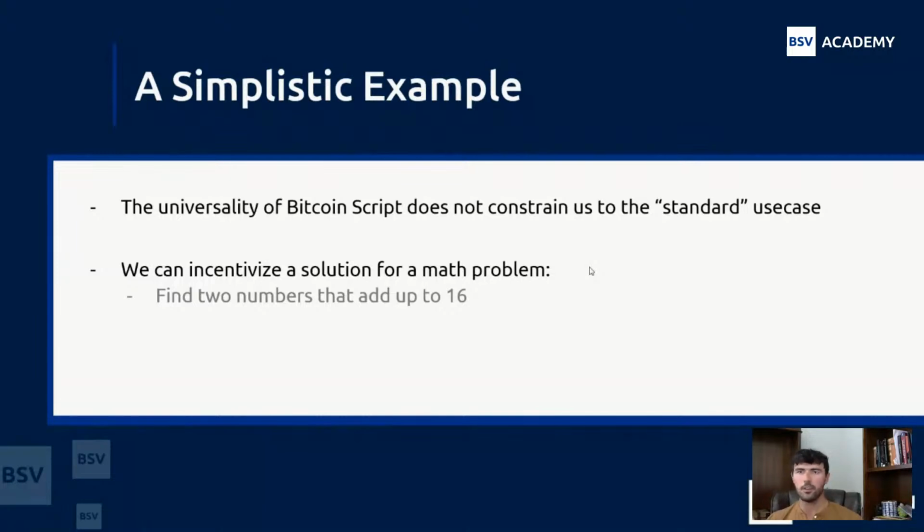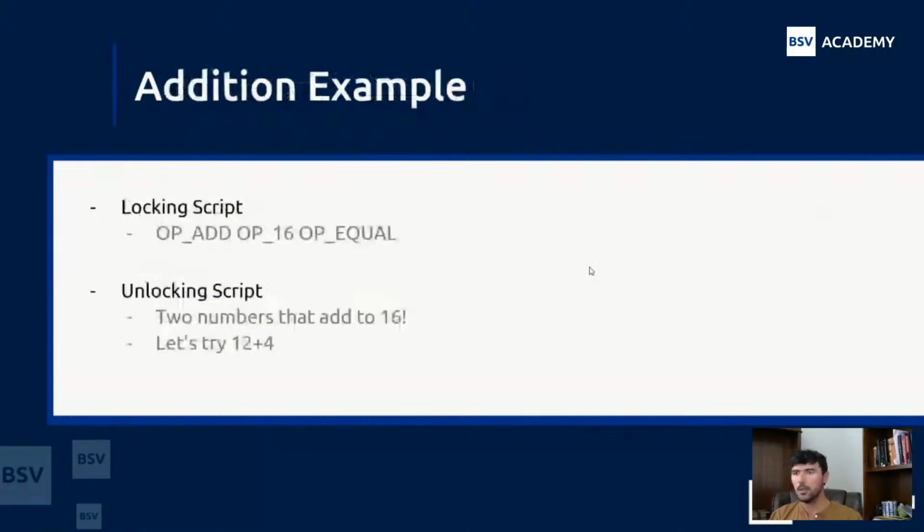So the most simplistic way of doing this would be to have a math problem. So let's say that we have fifth graders, or however old you are when you're learning addition, and you say, look, I'm going to really make sure that you learn your addition, and I'm going to lock up $5 in this UTXO that says, find me two numbers that add up to 16. So we can do this quite easily in Bitcoin script.